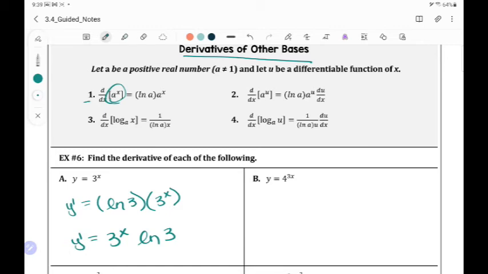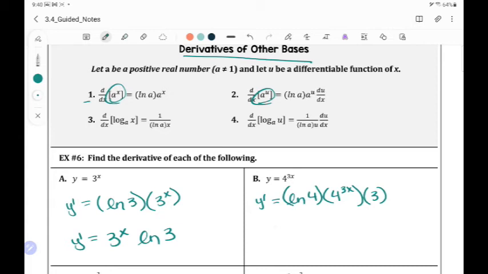Then the next one, y equals 4 to the 3x. This time we have number 2 because that u is represented by 3x. So we're going to have y prime equals the natural log of 4, that's a, times 4 to the 3x times, what's the derivative of 3x? It's just 3. So we can simplify this out.